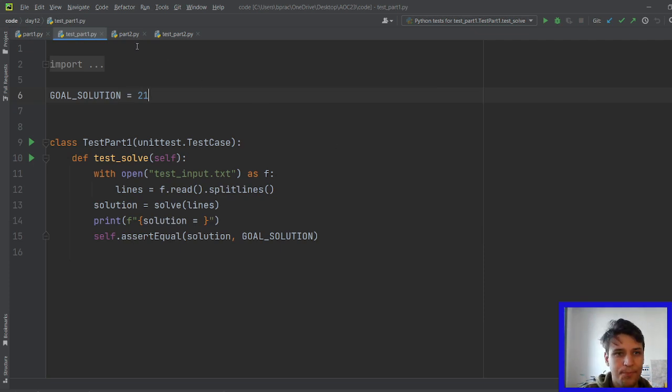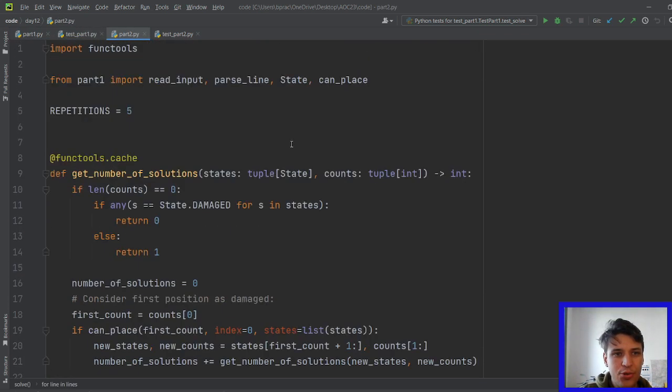For part 2, it turns out the input is not supposed to be considered only once, but it actually is supposed to be repeated 5 times. So both the states and the counts are supposed to be repeated 5 times. And we could try to solve it with our original get number of solutions function, but that does not run quick enough, so it's not efficient enough.